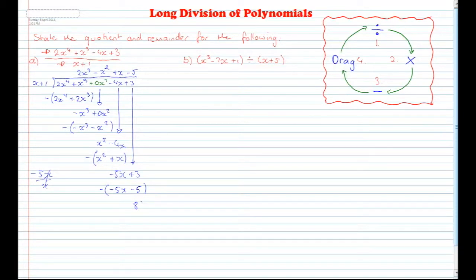Now there's nothing to drag down, so that must mean that when I drag this up, this becomes my remainder. The remainder is 8. So the quotient is equal to 2x cubed minus x squared plus x minus 5, and the remainder is equal to 8. Alright, so it's time to press pause once again and attempt the following question.